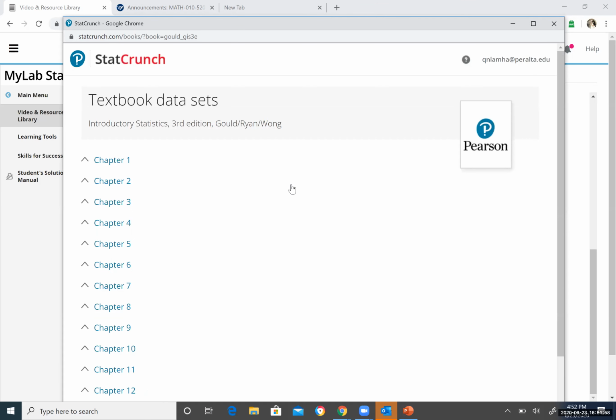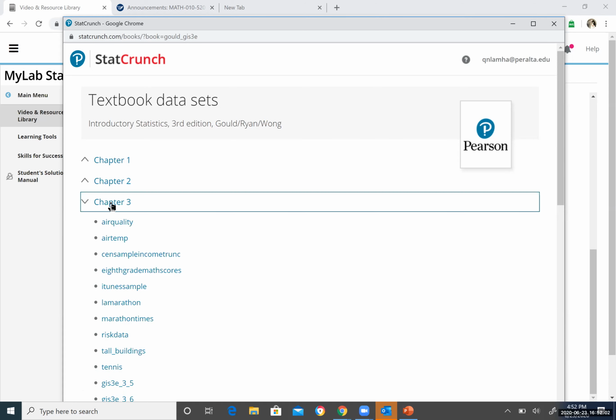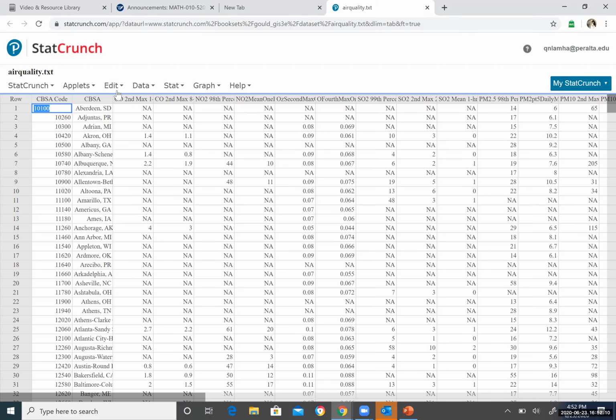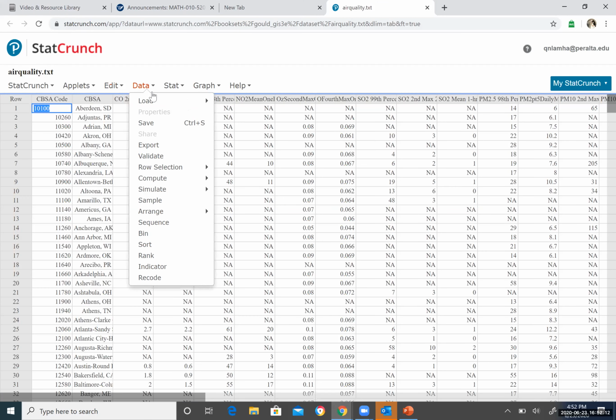So we are having some data set that I already have. So let's do air quality. So let me do the data. We are having the following right here.